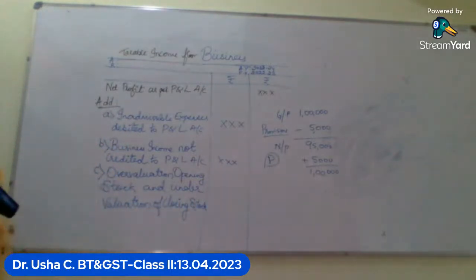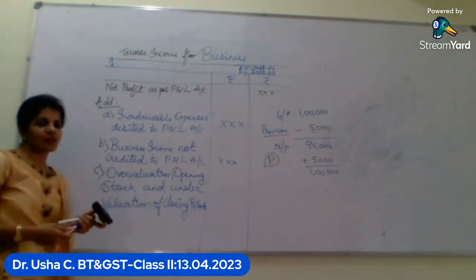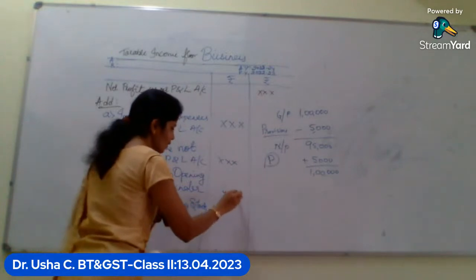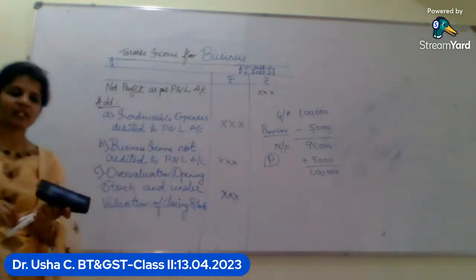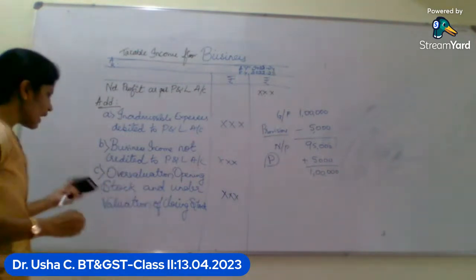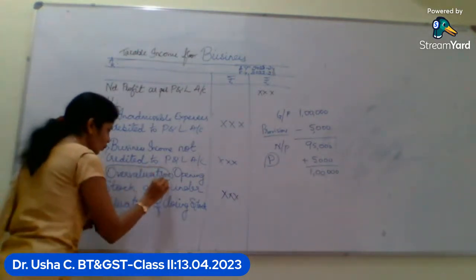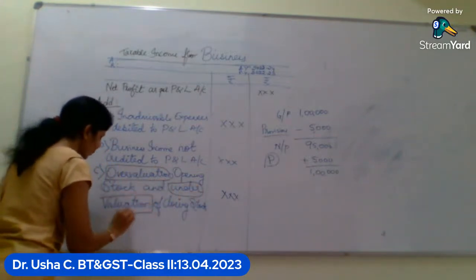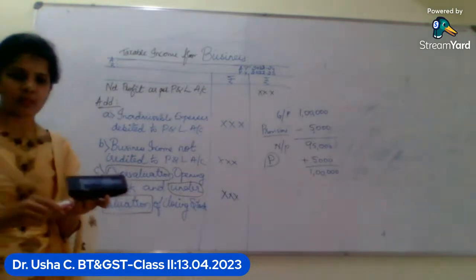Overvaluation of opening stock and undervaluation of closing stock. Look at here, this overvaluation of opening stock. What happens if it is overvalued, and why should it be added back? And also undervaluation of closing stock. What happens if there is an undervaluation of closing stock, and why should it be added back? It may be a question for you.